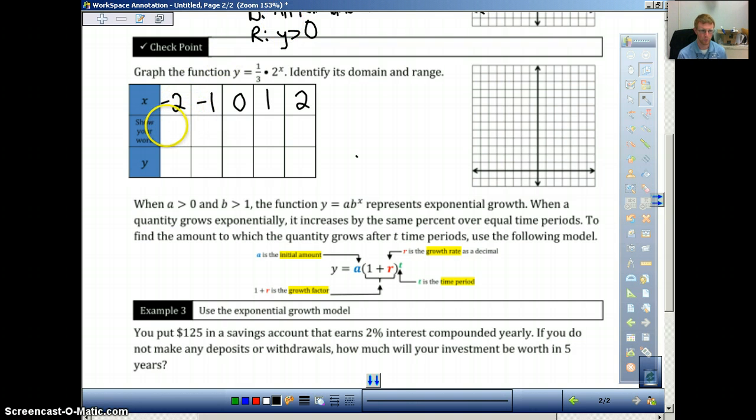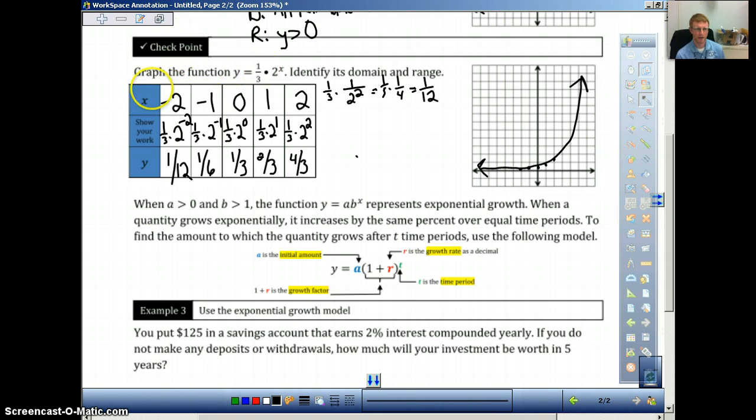Again, I'll do the first one for you. This is saying 1/3 times 2 to the negative 2. This will be 1/3 times 1 over 2 squared. Remember, the negative 2 just brings it to the bottom. So it's 1/3 times 1/4, which is equal to 1/12. So 1 over 12. So try and do that for the rest of them and then hit play when you're ready.